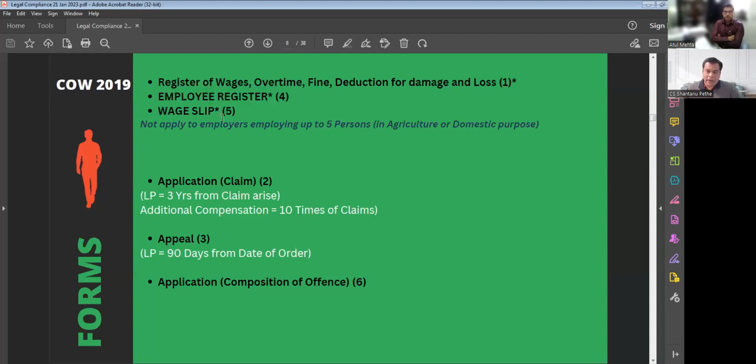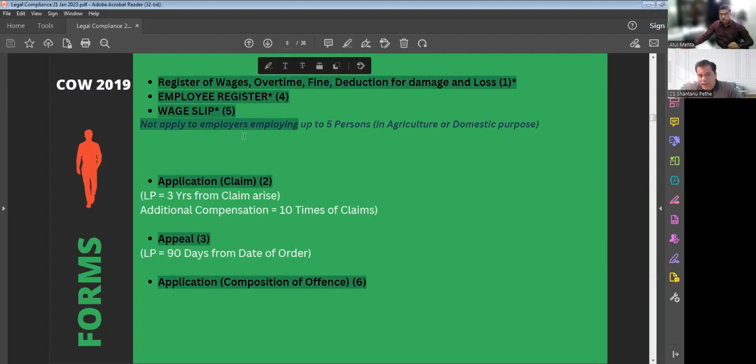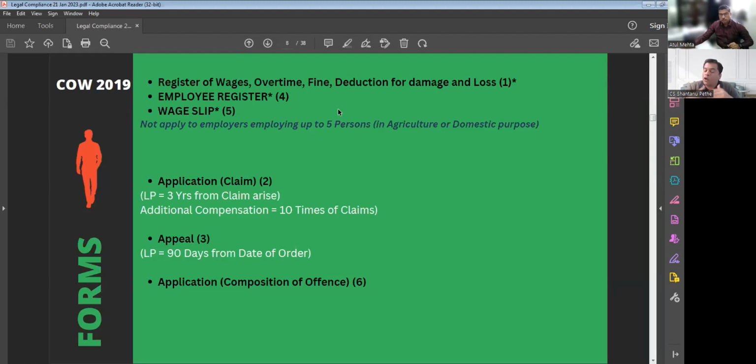This is also very interesting. Government is very keen that the person to whom you are paying should be aware of the deductions you are making and how much amount you have arrived at. So the wage slip should be issued to each and every employee on or before the payment of wages. Now again, they have given some exceptions: these three records or registers will not be applicable to employers who are employing only up to 5. But please remember, this 5 is for those establishments who are in agriculture or for domestic purposes.